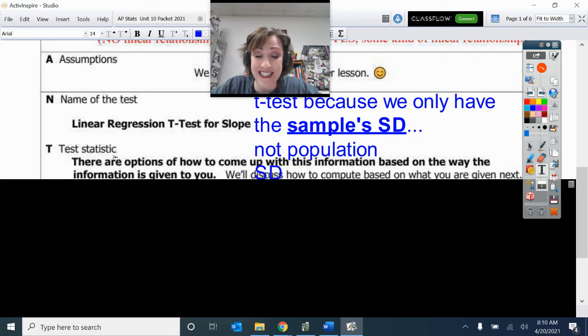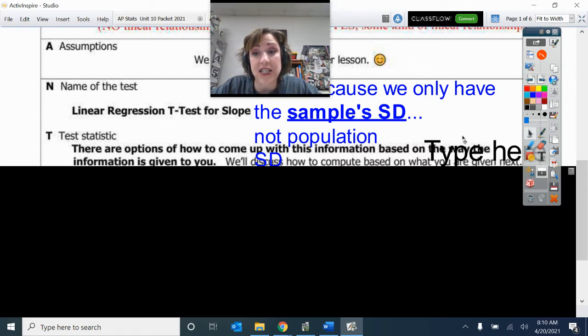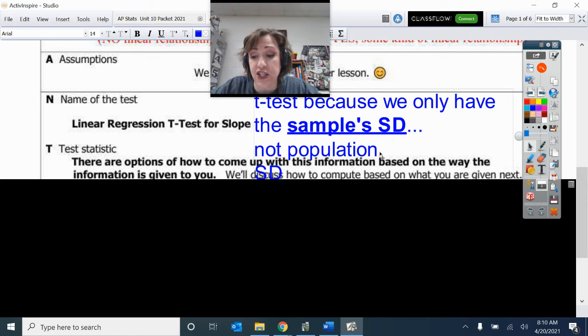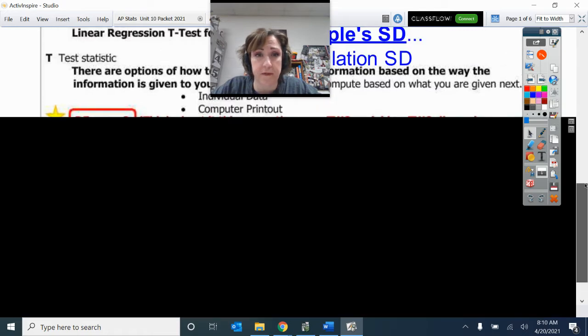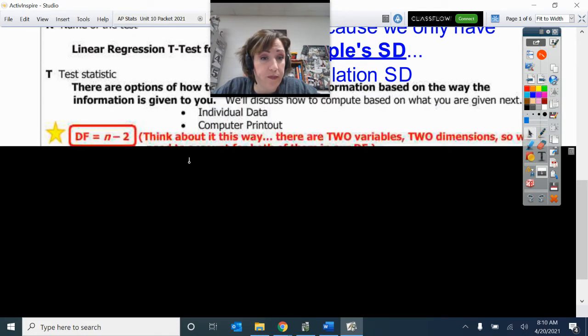So for this test statistic, there's a couple different ways that you can come up with this, and it actually depends on what kind of information you have been given. Okay, so we wonder if you've been given actual data, or if you've been given a computer printout, or what's happening with that. Okay, so there's the issue. So we'll work through that. We'll discuss if you've been given individual data or a computer printout, how you handle that. Okay, so here we go.